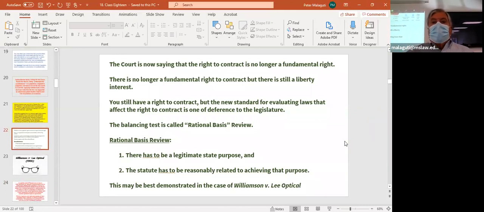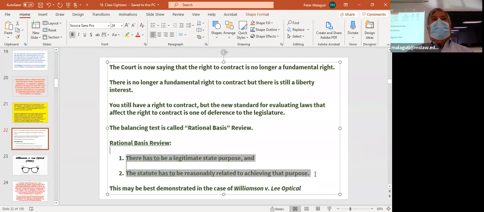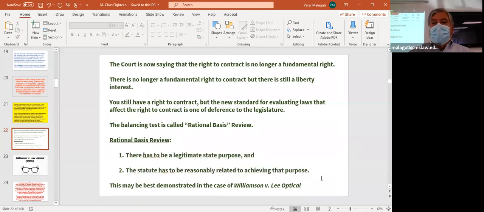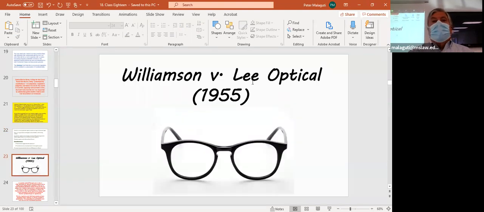Rational basis review is going to be discussed thoroughly in the next case, the Williamson versus Lee Optical case. Here is what the plaintiff has to prove in rational basis, and we've discussed this already. The state has to have a legitimate purpose, and the law must be reasonably related to achieving that purpose. And we'll see how much discretion is afforded in the case of Williamson versus Lee Optical.